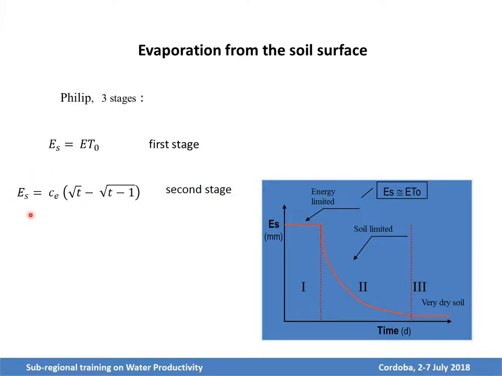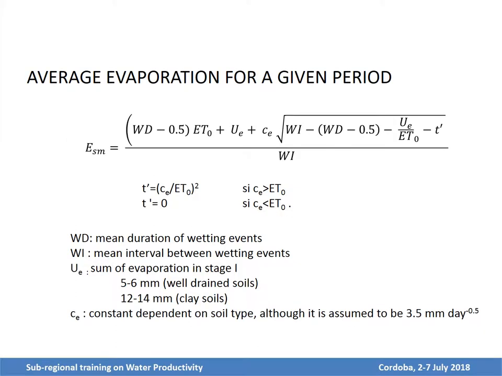In stage 2, mathematically, soil evaporation can be calculated as a function of the square root of time after soil wetting. Using the equations of evaporation during stage 1 and stage 2, we can calculate the average evaporation for a given period. The variables here will be reference evapotranspiration, in other words, the evaporation of grass, which can be calculated using climatic data, the wetting interval, the interval between wetting events, the wetting duration, and two parameters related to the soil, which are U_E and C_E.